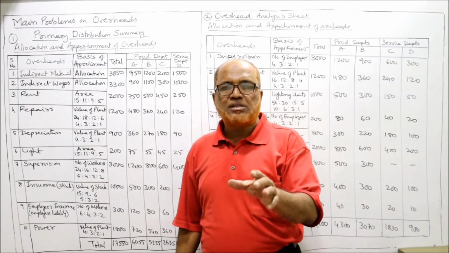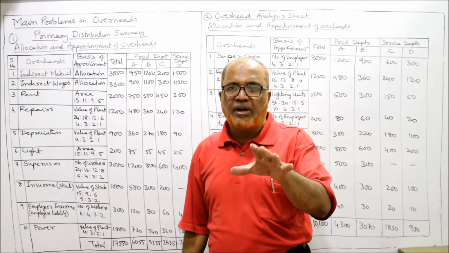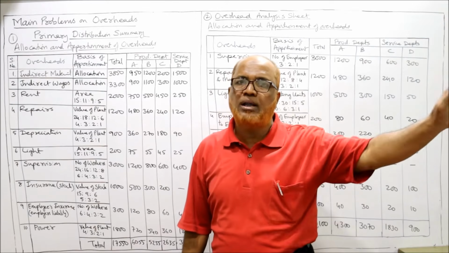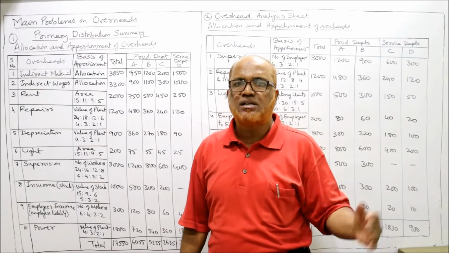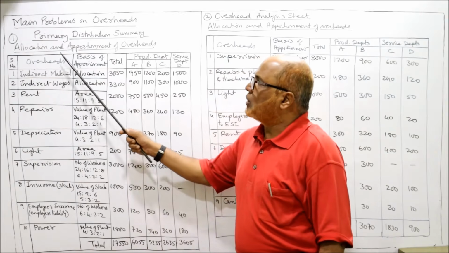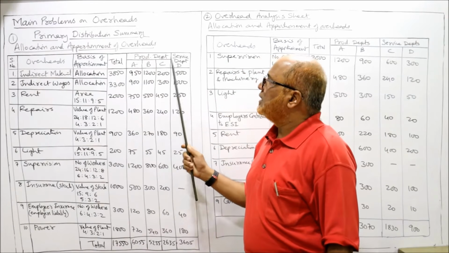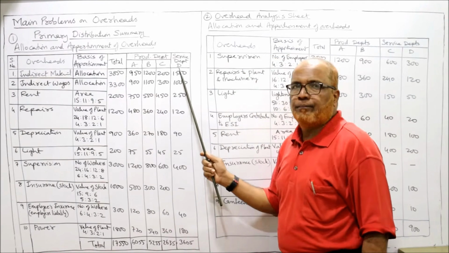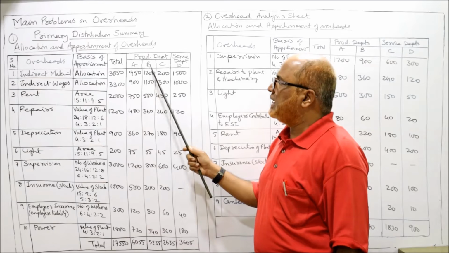Primary distribution means allocation and apportionment of overheads among all departments, production as well as service departments. So, allocation and apportionment of overheads. Last one is service department D, and 3 production departments A, B, C.